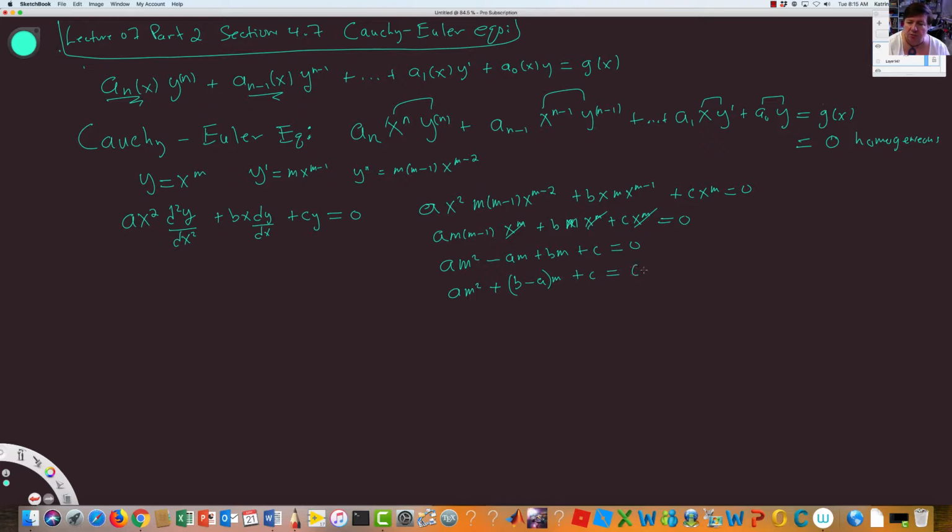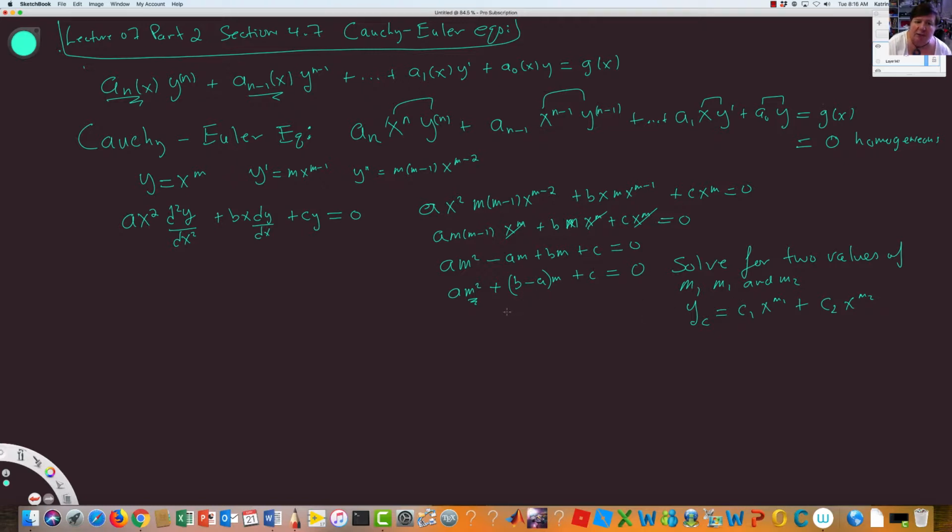And of course you can solve for m. And then you know what your solution is. And you will get two roots, of course, right? Two roots, two values of m, m1 and m2. And then your complementary solution, of course, is a constant times x to the m1 plus a constant 2 times x to the m2, okay? So this is a really nice technique.